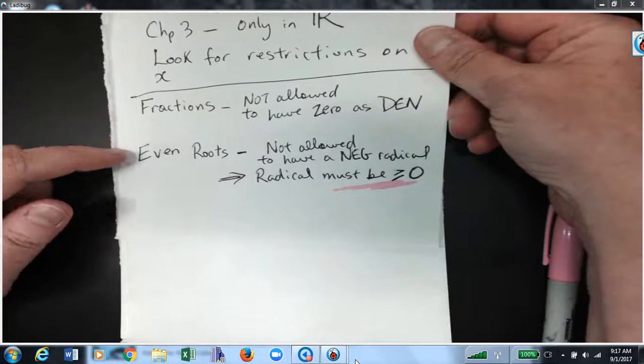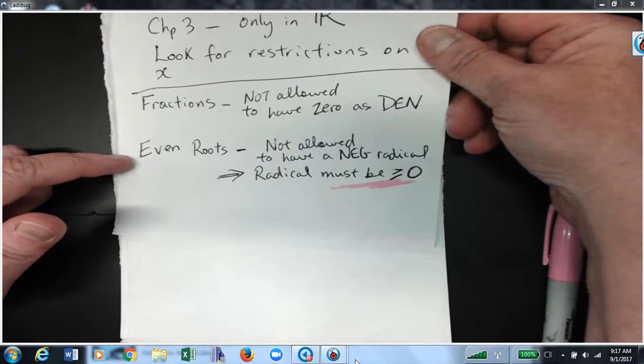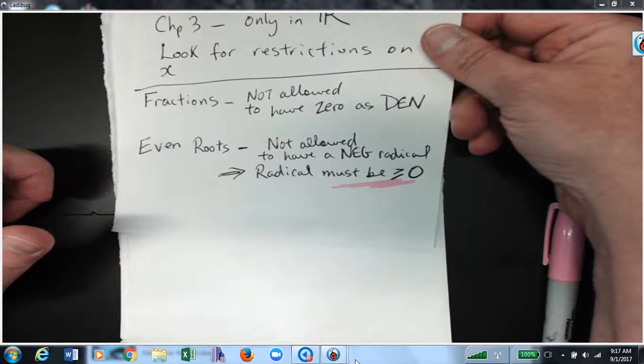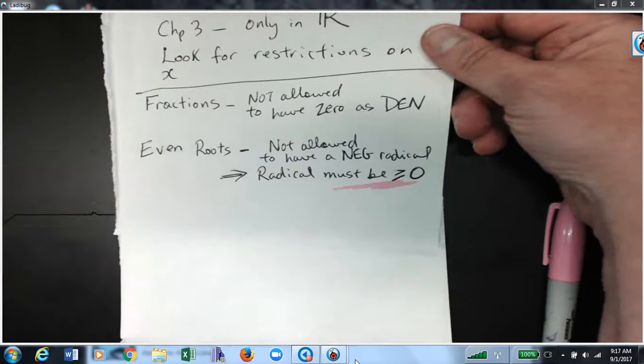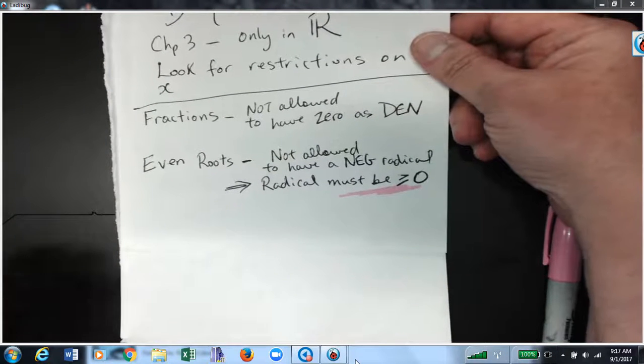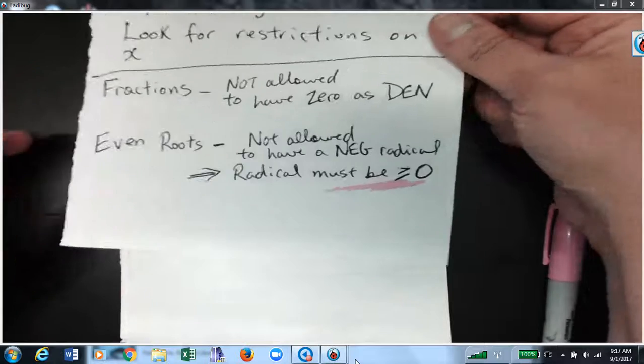We do have other restrictions. Namely, there are restrictions on what logarithms can be, but we're not going to get to those until we get to the chapter on logarithmic and exponential equations. So just for now, we're going to be dealing with these two restrictions.